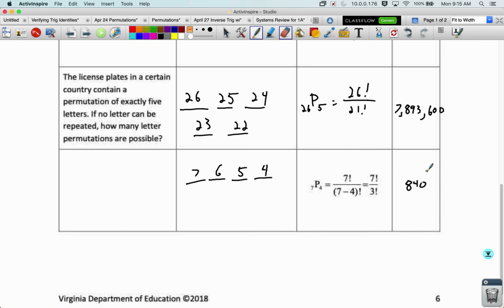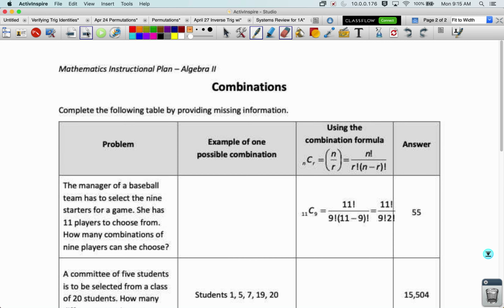840. I'll leave this blank. As long as you've got 7 objects and order does matter and you're picking 4 of them, you can come up with whatever you want there.